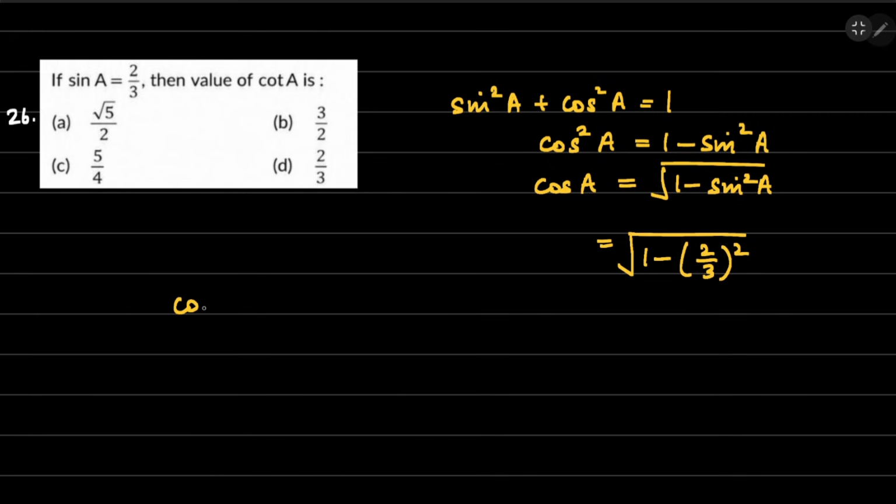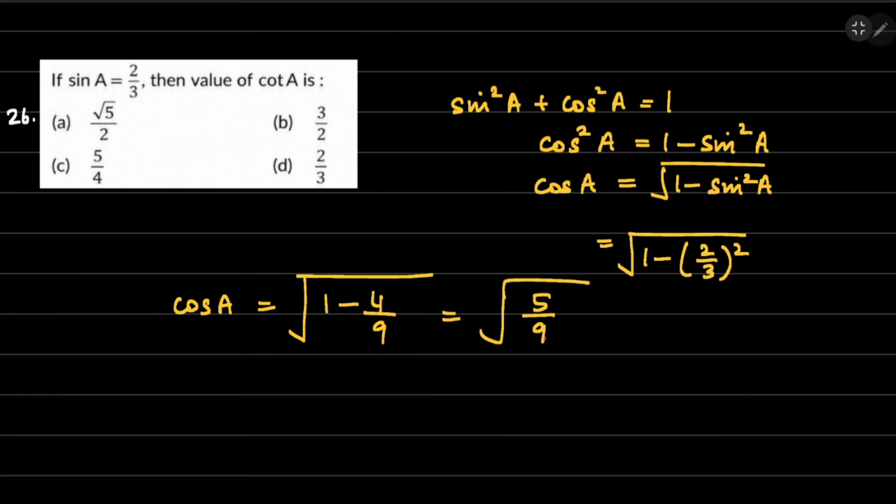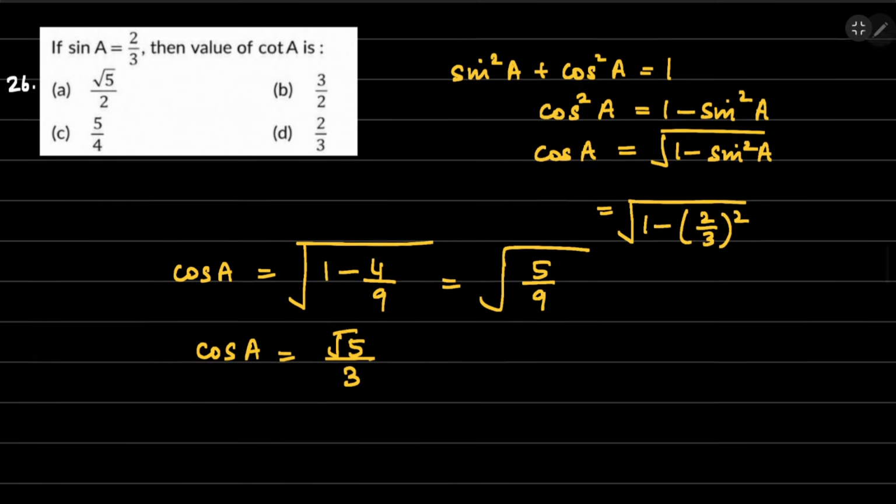So here you have cos A is equal to, under square root, 1 minus 4 by 9. Take the LCM inside the square root. So 9 minus 4 is 5 by 9. This is equal to root 5 by root 9. Root 9 I can write as 3. So the answer for cos A is root 5 by 3.